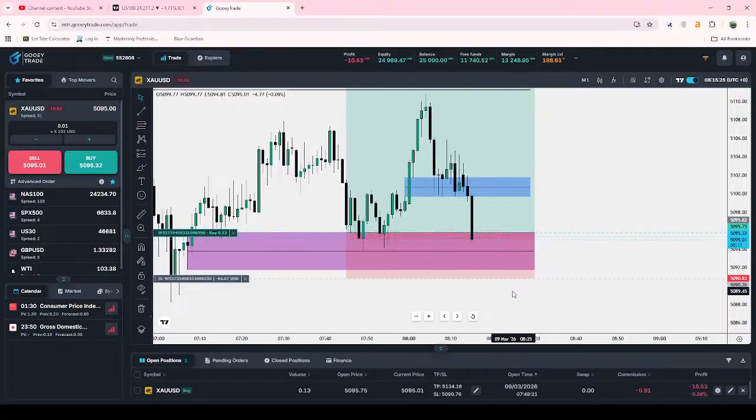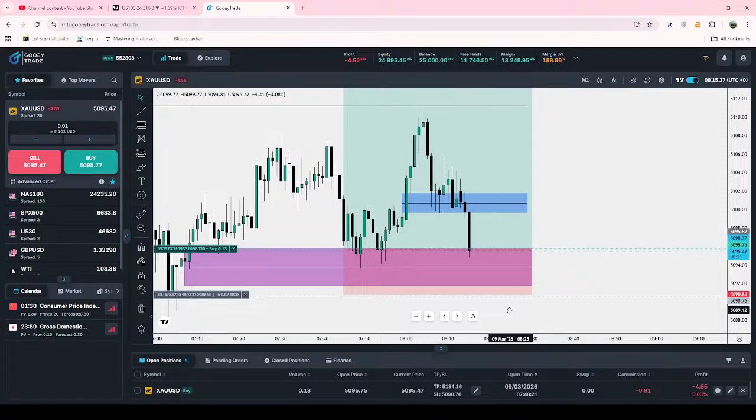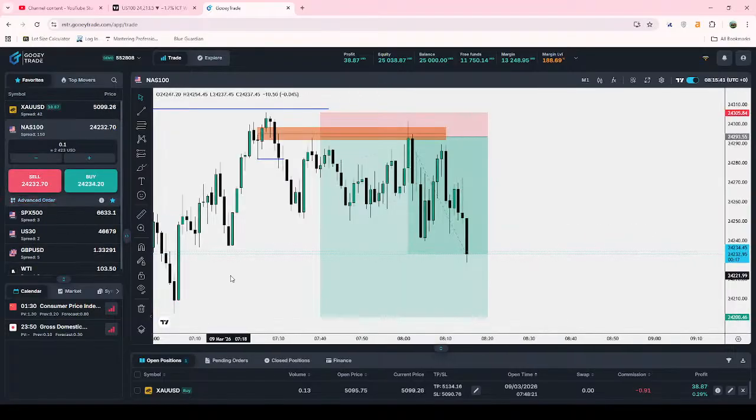We didn't even get 1 is to 2 RR. Actually we did get 1 is to 2, but we would look for at least 1 is to 3 RR. Let's look at NAS 100 and see how it's going. Wow, so it would have hit TP quite soon.